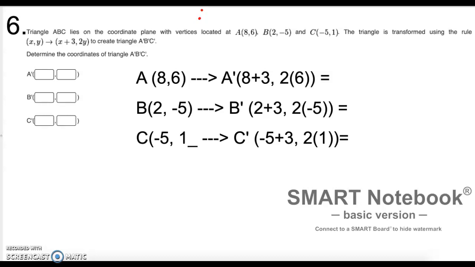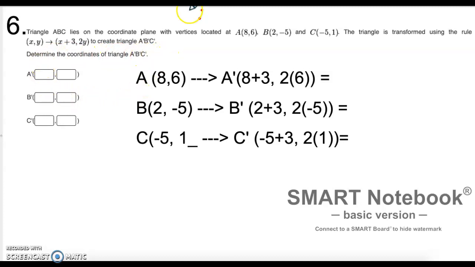Triangle ABC lies on the coordinate plane with vertices located at point A, (8, 6), point B has the coordinates (2, -5), and point C has the coordinates (-5, 1). The triangle is transformed using the rule (x, y) is transformed into (x + 3, 2y) to create triangle A'B'C'. Determine the coordinates of triangle A'B'C'.